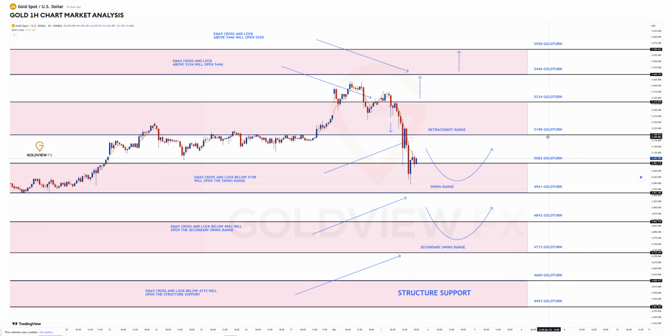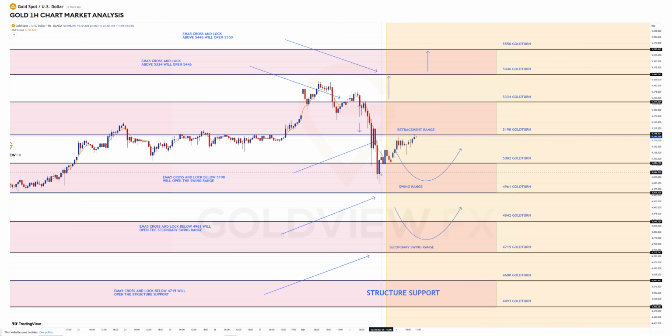So 5198. So if I press play now, and if you note, when this happened yesterday, I shared on our free Telegram group that swing range is now being tested. Let's see if we get the full swing. And if I press play here, and look, beautiful. We got the full swing into this level here.